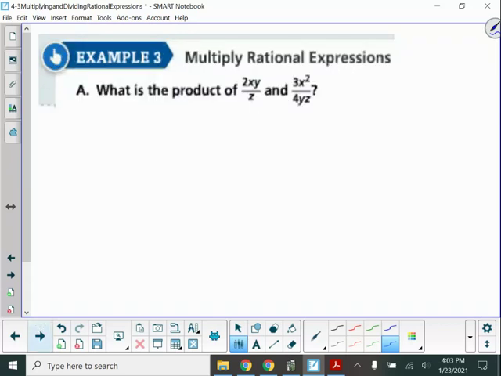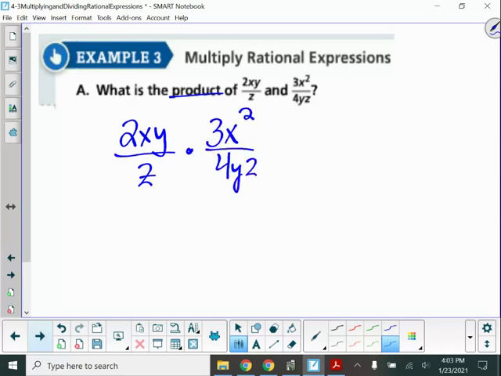Example 3 starts getting into some terms where we don't have anything being added or subtracted. Everything is being multiplied. The 2 and the x and the y are multiplied, the 4, the y, and the z are multiplied. It asks us about the product. Well, product means multiplication. So 2xyz times 3x squared over 4yz.